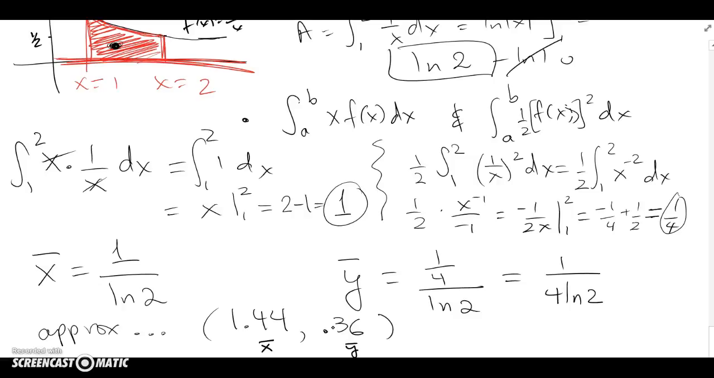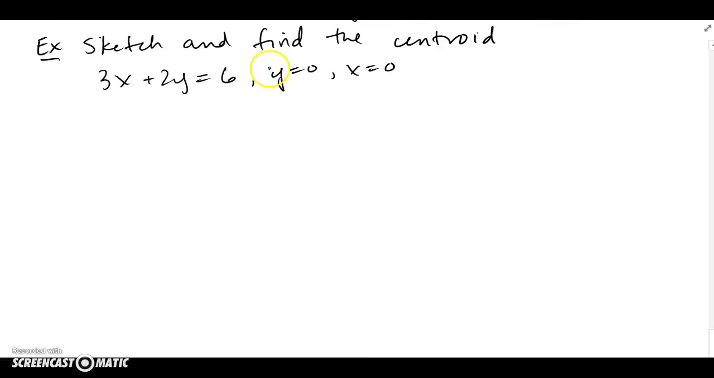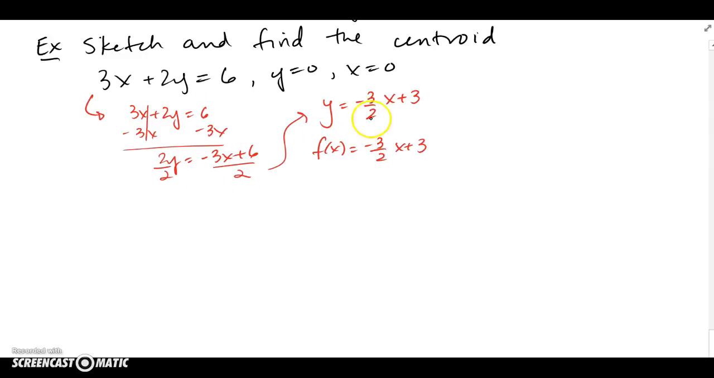Let's go look at another example. Okay, we're supposed to sketch the region and find the centroid or the center of mass. It looks like the equation given is simply an equation of a line, and then it's bounded by y equals 0 and x equals 0. So I'm going to go ahead and solve for y here to be able to graph the line. So in isolating y, our function of x is basically negative 3/2 x plus 3, which we can easily graph to get a visual going.